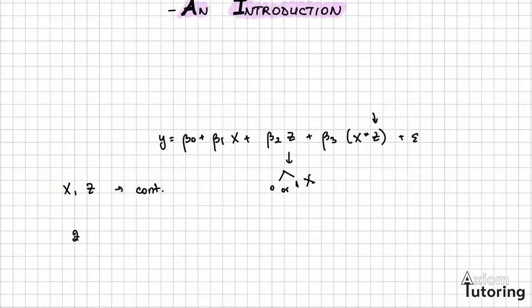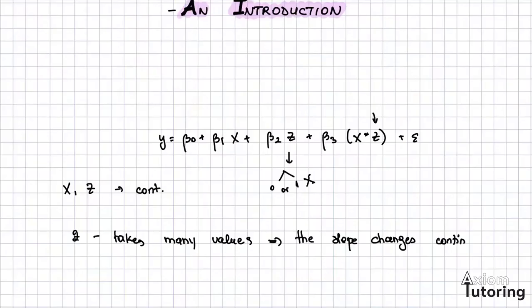Okay? So z takes many values, which means that the slope changes continuously. So instead of having two lines, we now have a whole family of lines, which basically creates a plane. For each value of z, we get a different slope, so the relationship between x and y will smoothly change as z changes as well.